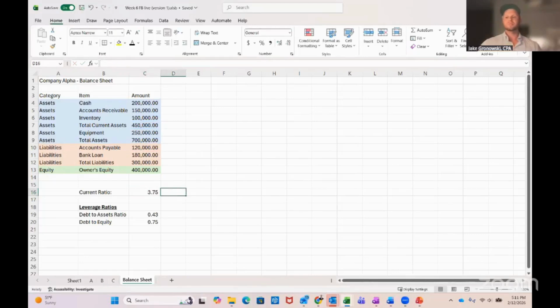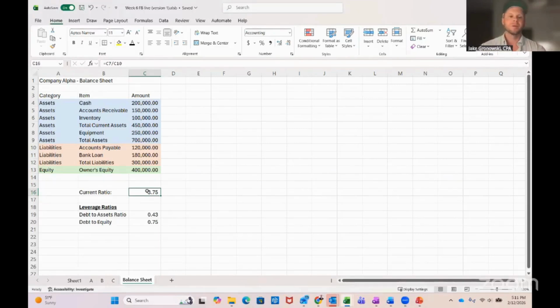So 1.5 to 3 is considered pretty strong. Above 3 might be a little too strong, in the sense that the company might be hoarding cash, and they could be investing that cash into some sort of investments, index funds, or some stuff like that, or even investing in more long-term assets for the long-term financial health of the company.